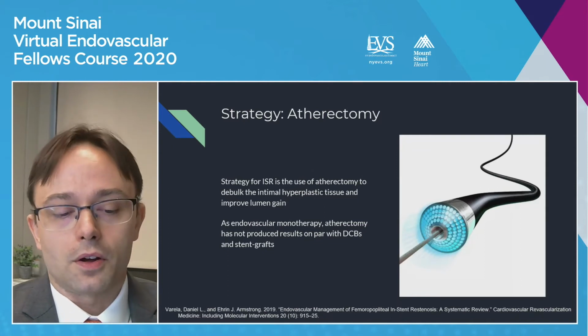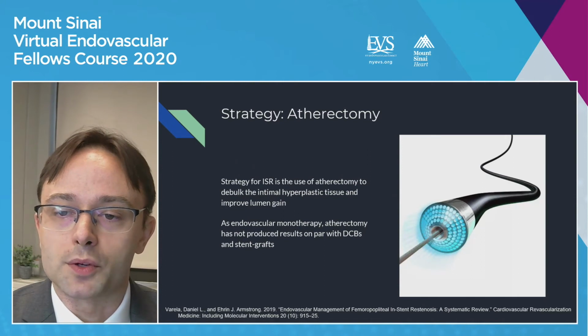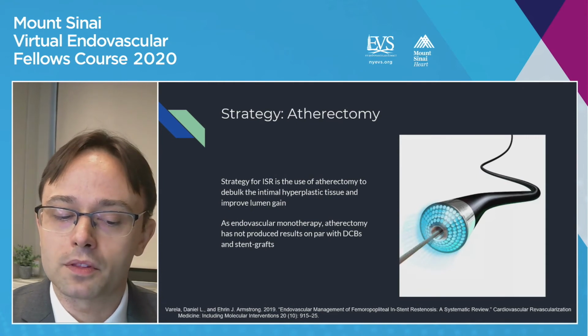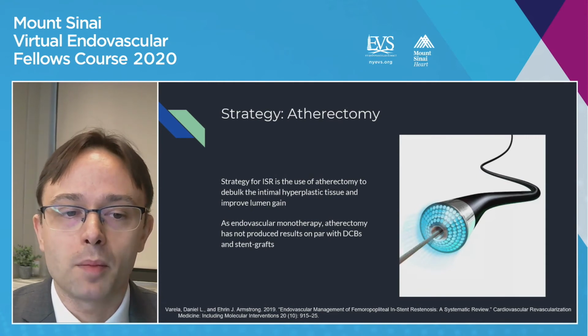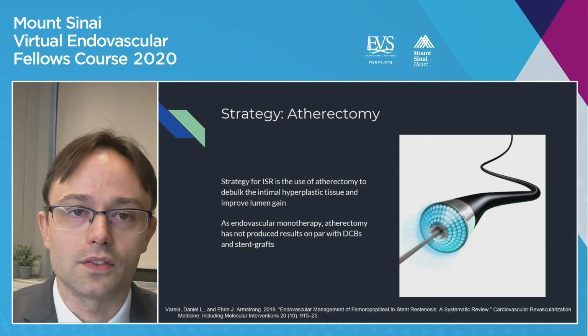So atherectomy offers the possibility of removing the expanded intima in order to reestablish a patent lumen. As we will see, while it does outperform standard balloons, atherectomy monotherapy does not deliver the same patency and freedom from target lesion revascularization as DCBs or covered stents.